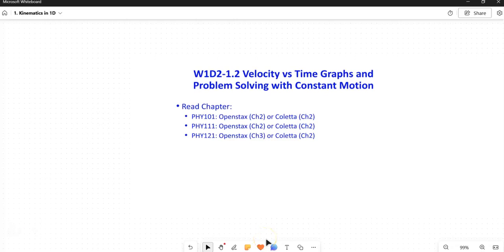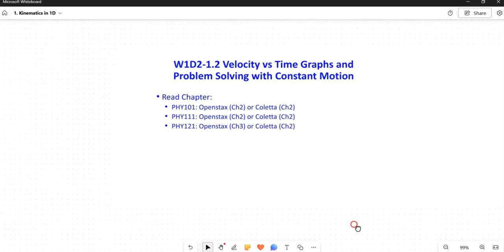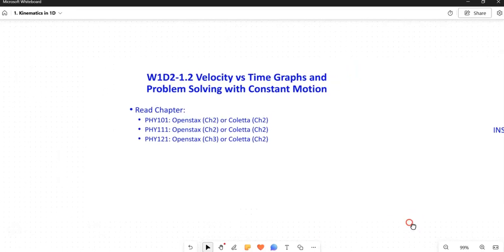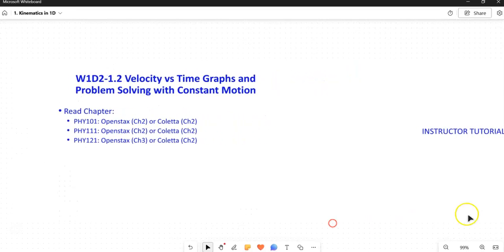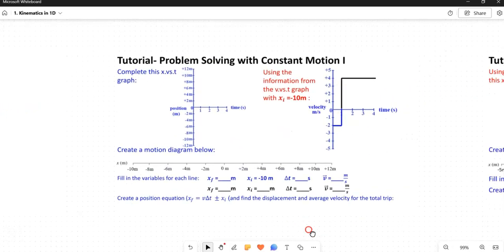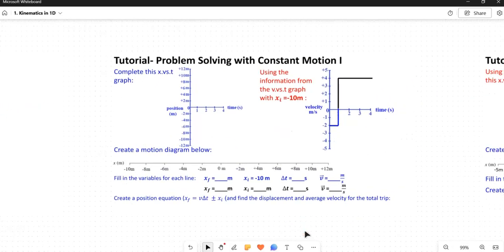Okay, so we are now doing the how-to guide to your first set of tutorials. This is the how-to guide for 1.2 velocity versus time graphs, problem solving with constant motion. So let's do a couple problems, kind of get you ready for what you're going to have to do.